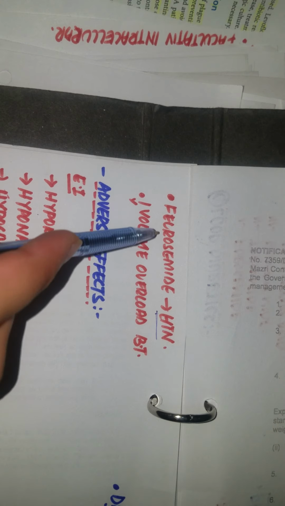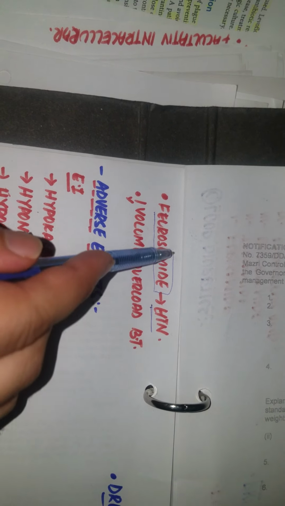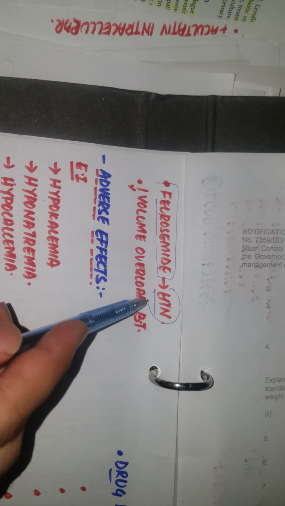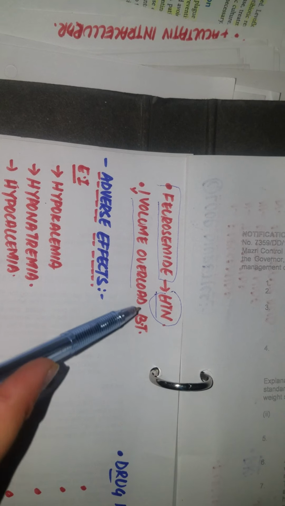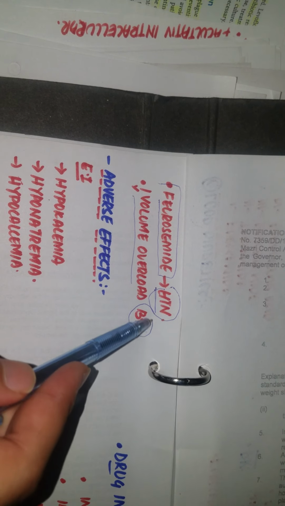We have discussed earlier that furosemide IV is used in hypertensive emergencies. They are also used to decrease the volume overload and in blood transfusions.